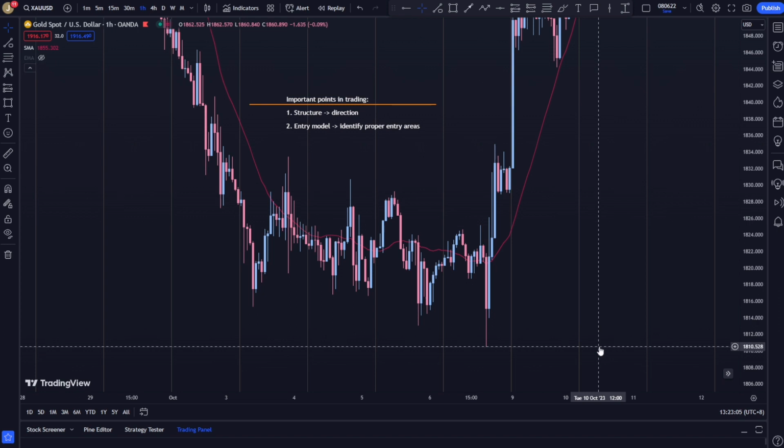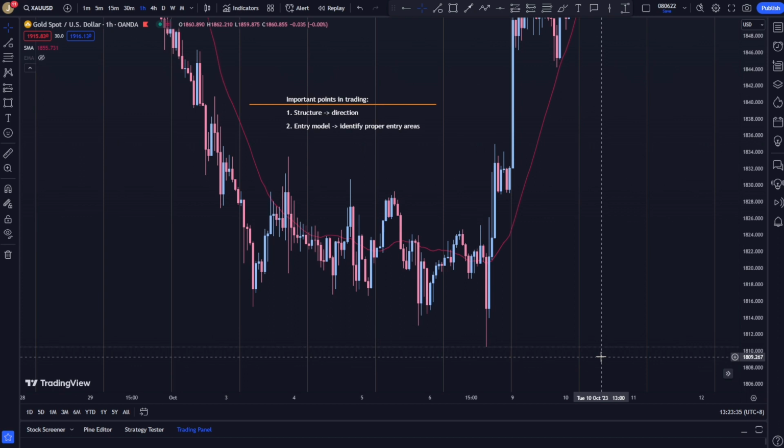The second important point would be the entry model, right? Because what we want to do is identify the proper entry areas so that we know where to place our stop loss, place our take profit, and ultimately let the trade run and manage it. For this video, I'll be discussing more about structure, how to determine when structure breaks, and how price reverses, and how it will lead us to determine the direction of price.